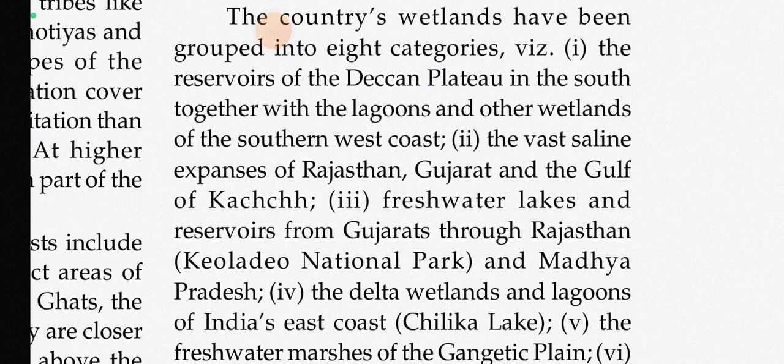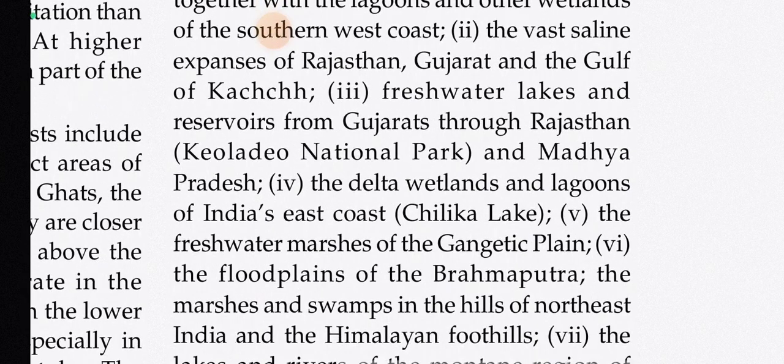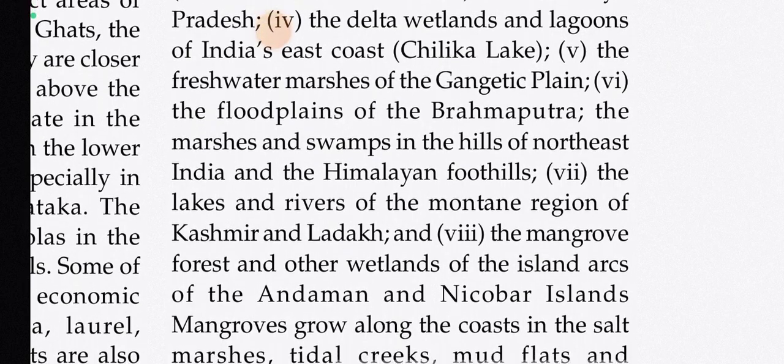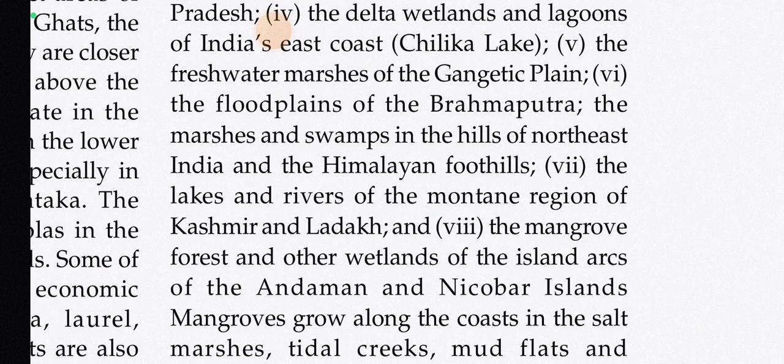The country's wetlands have been grouped into 8 categories: 1. The reservoirs of the Deccan Plateau in the south, together with the lagoons and other wetlands of the southern west coast; 2. The vast saline expanse of Rajasthan, Gujarat, and the Gulf of Kutch; 3. Freshwater lakes and reservoirs from Gujarat through Rajasthan, Keoladeo National Park, and Madhya Pradesh; 4. The delta wetlands and lagoons of India's east coast, Chilika Lake; 5. The freshwater marshes of the Gangetic Plain; and 6.